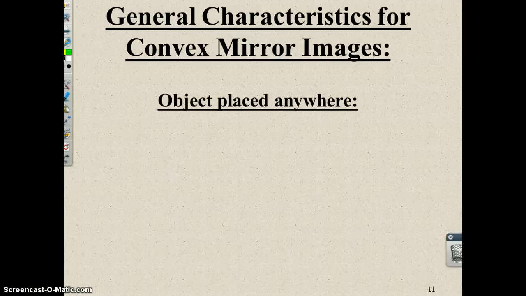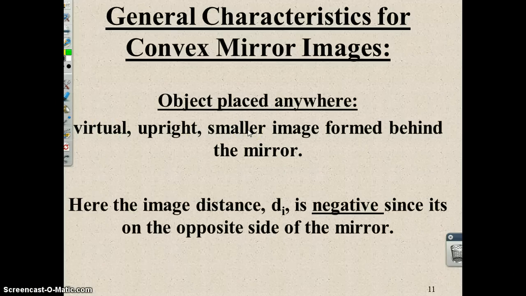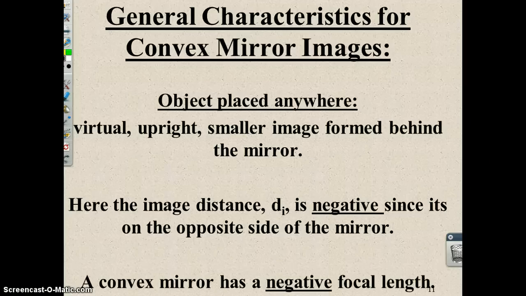Okay. So there's only one case with a convex mirror. You place it anywhere, you're always going to get a virtual, upright, small image that appears to come from behind the mirror. Okay. The image distance in this case, once we delve into the math, will also be negative since it's on the opposite side of the mirror. It also has a negative focal length because that focal point is behind the mirror.